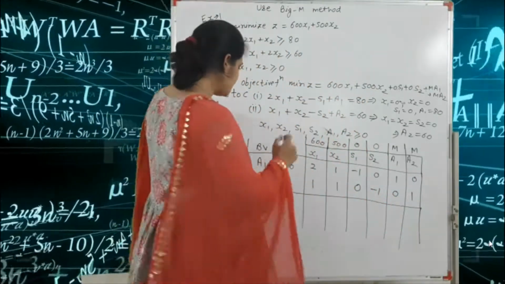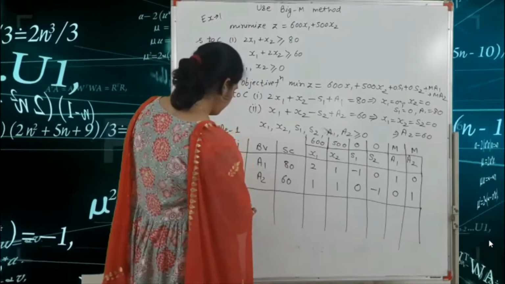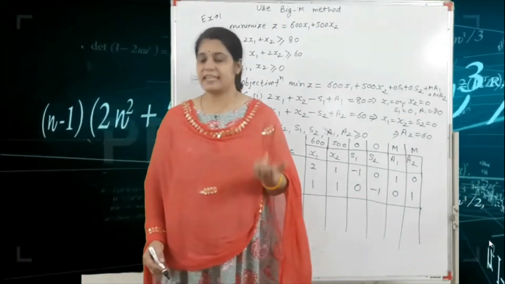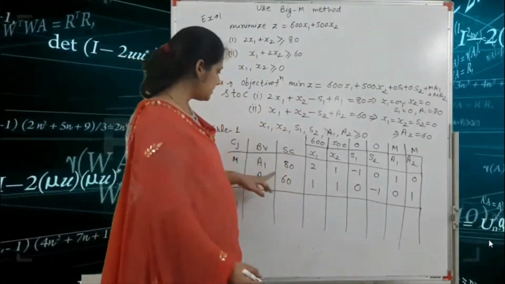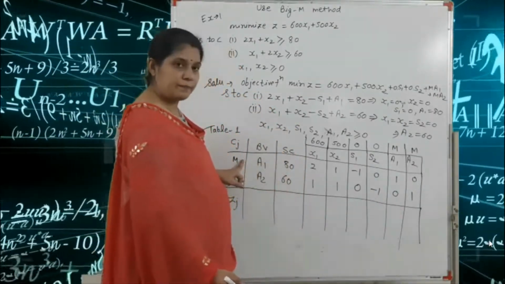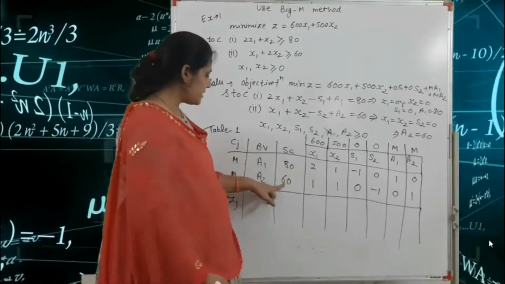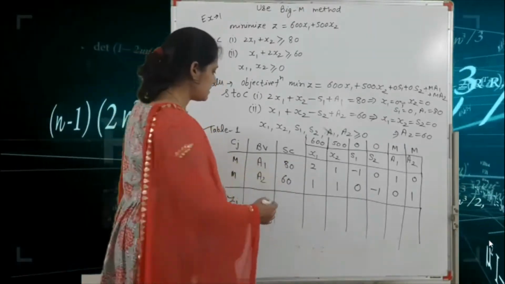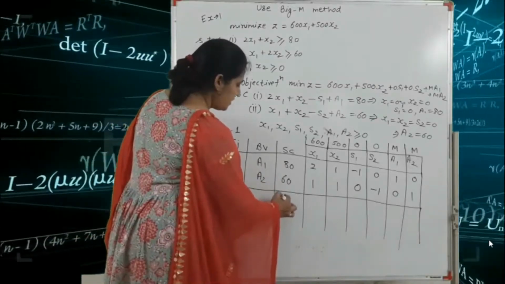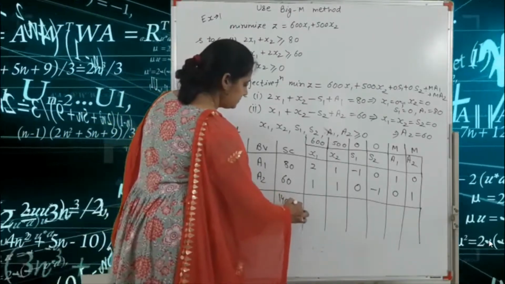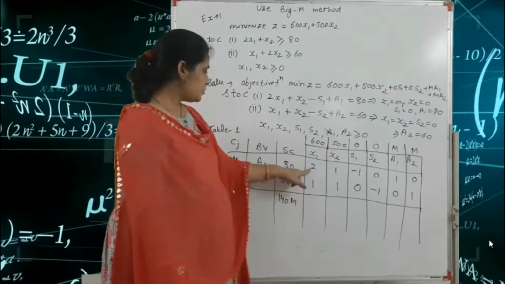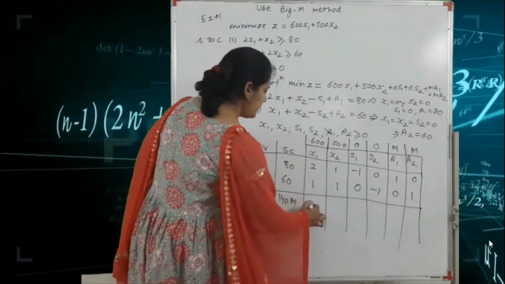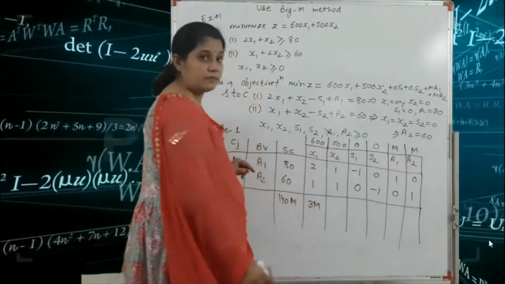Next we find the Zj. What is the process for finding the Zj? The process is 80 into M plus 60 into M. That means 80M plus 60M, which is 140M. Then 2 into M plus 1 into M, that is 3M.